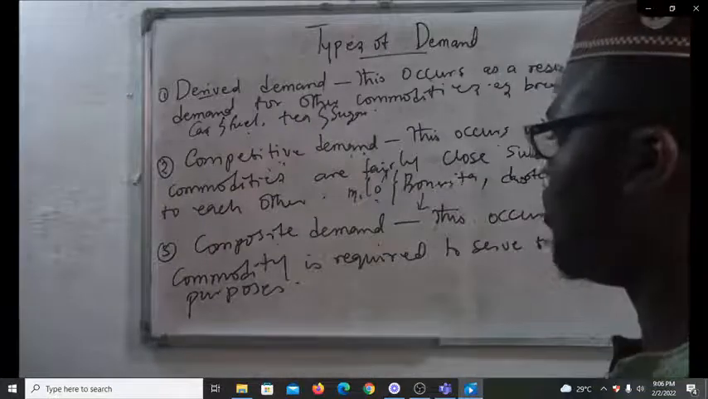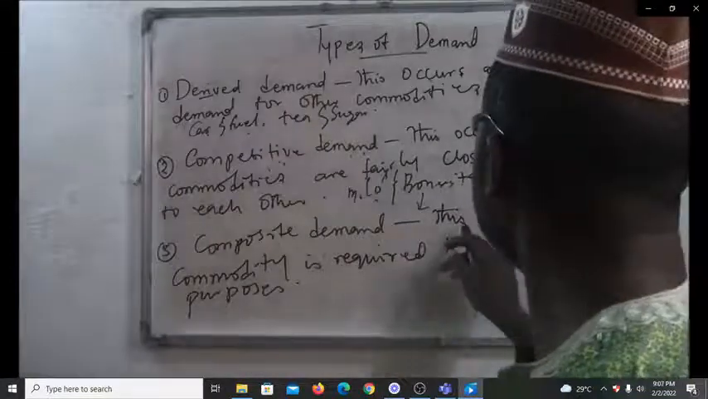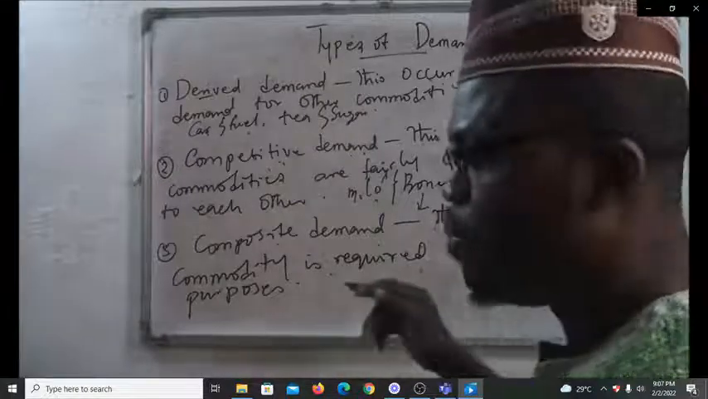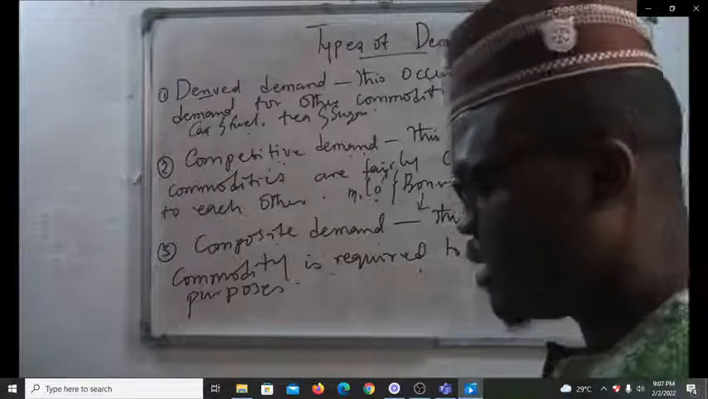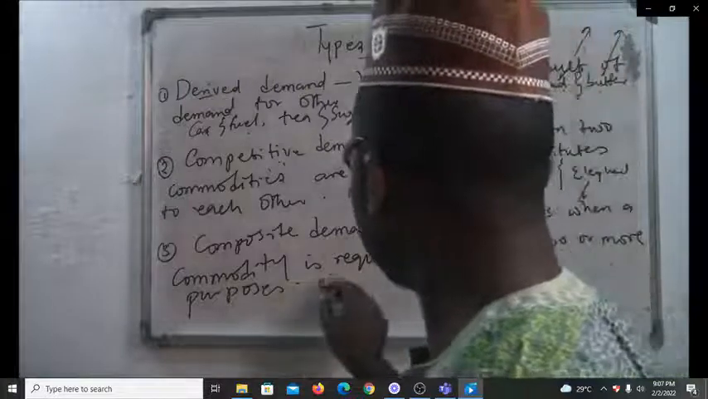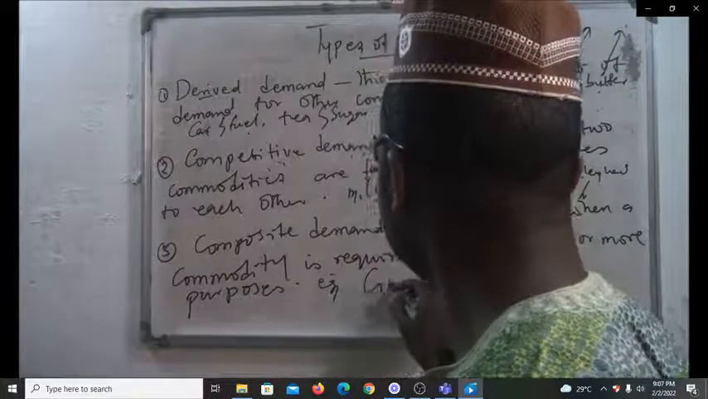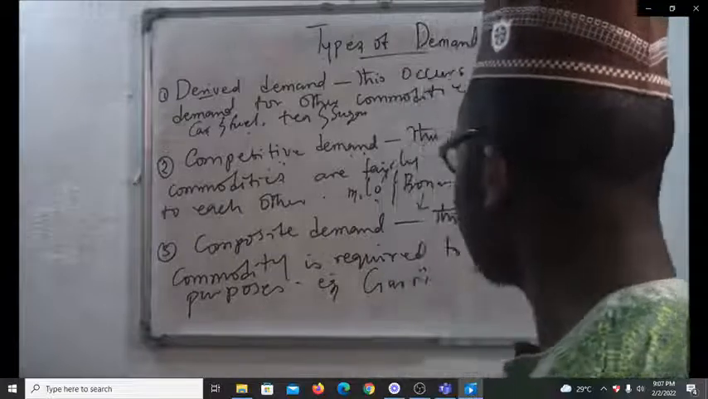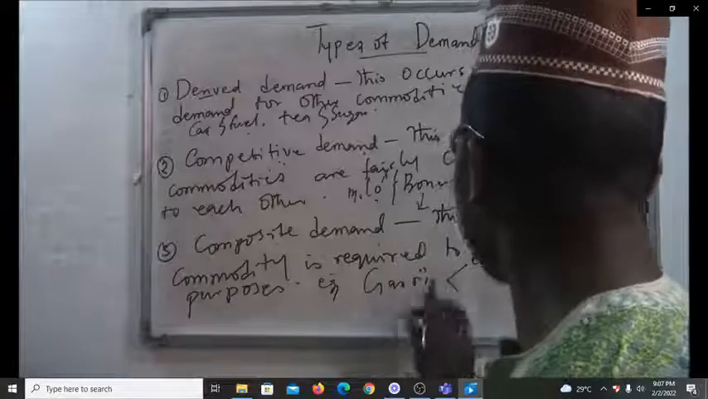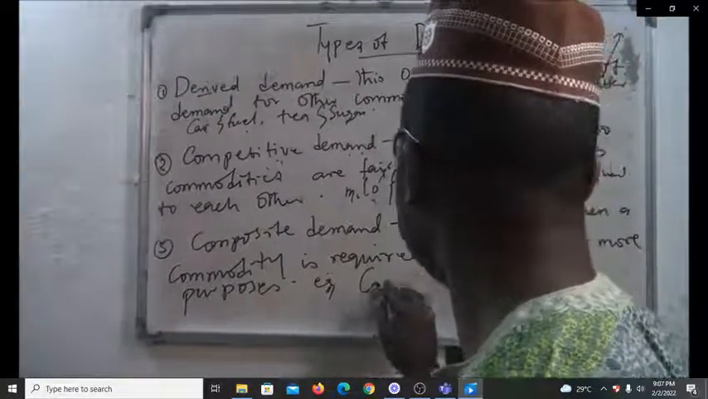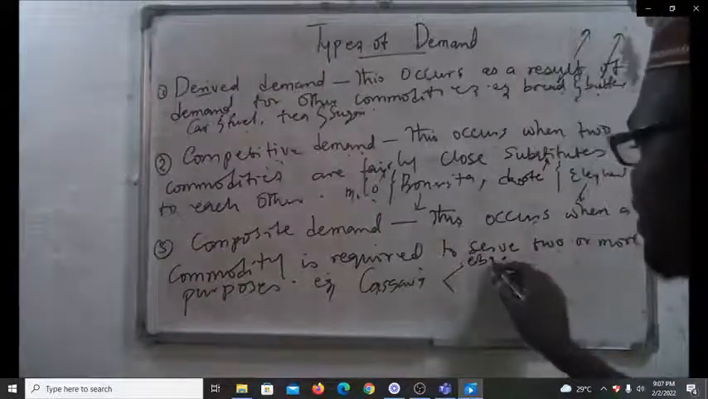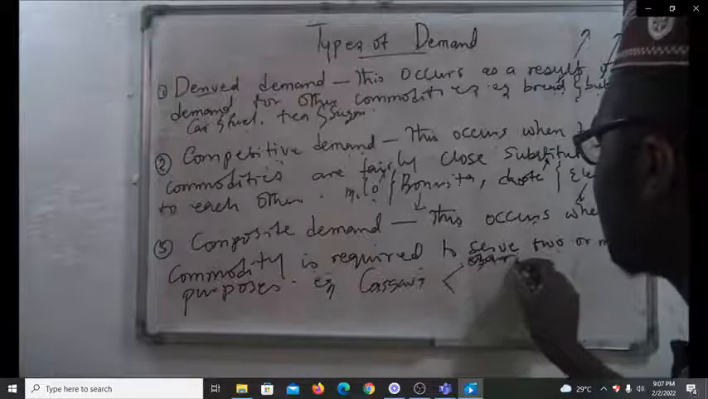Now we talk about composite demand. Composite demand occurs when a commodity is required to serve two or more purposes. Can you give me an example of a commodity that serves two or more purposes? Example is garri. Tell me what two things you can use garri for. Not garri as such, cassava. Can you give me two things you can use cassava for? You can use it for garri, isn't it? Or what?